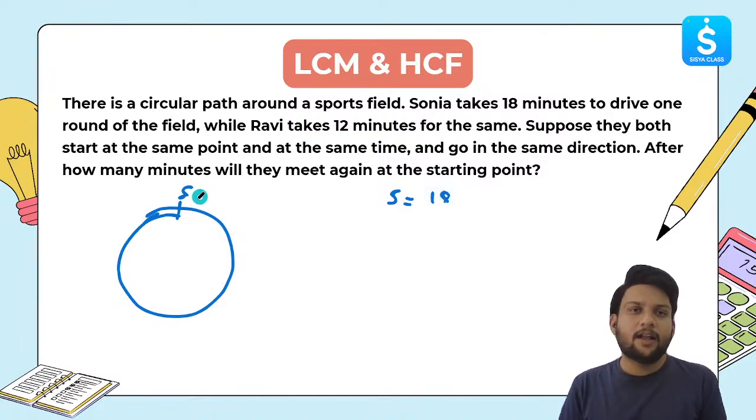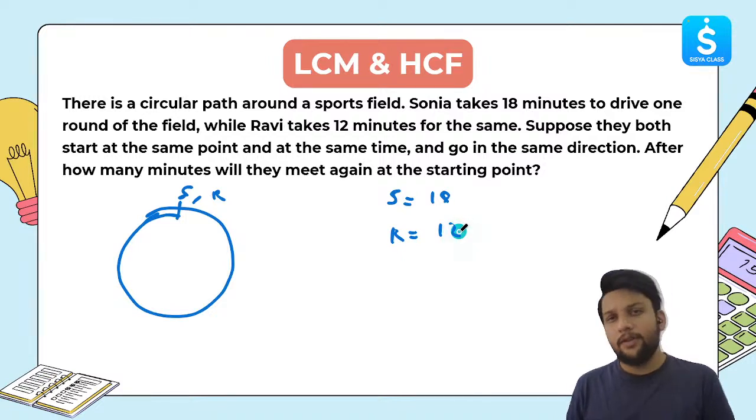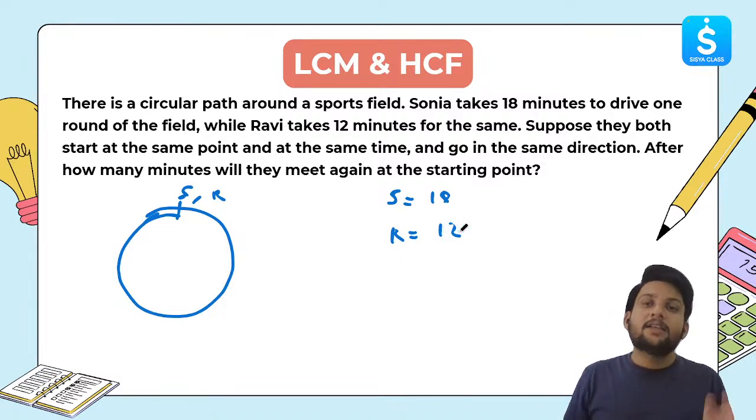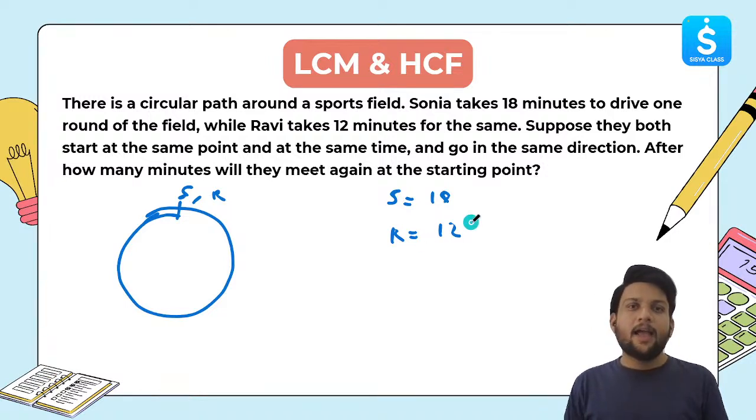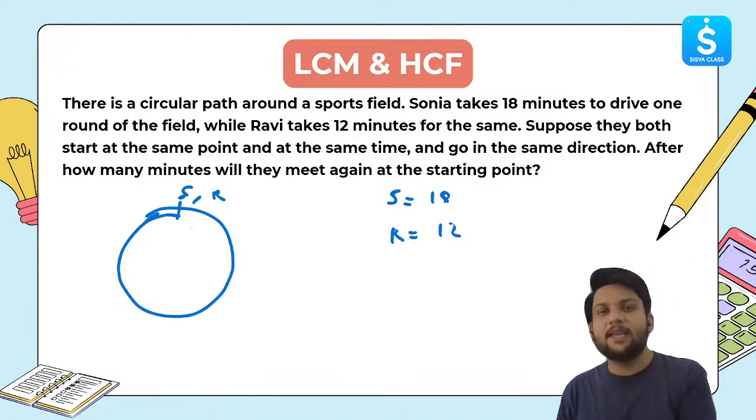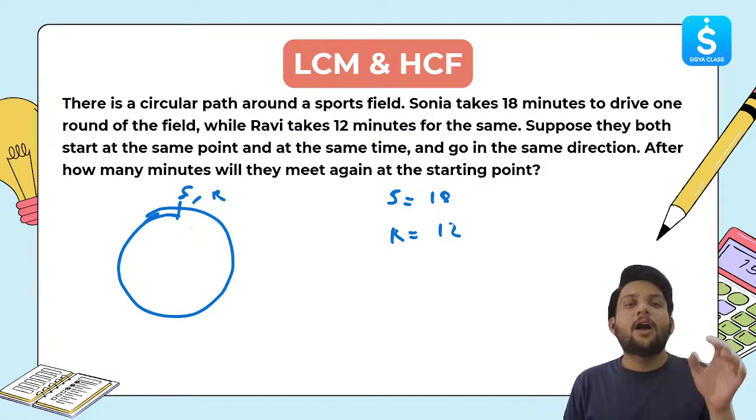Next, while Ravi. So there's another guy named Ravi. He's taking 12 minutes for the same. So Sonia takes 18 minutes, while Ravi, on the other hand, is taking only 12 minutes. Now, suppose they both start at the same point, at the same time, and go in the same direction. This is very important. After how many minutes will they meet again at the starting point?